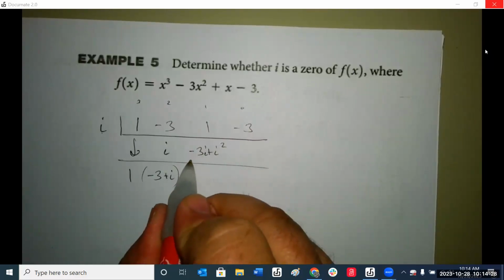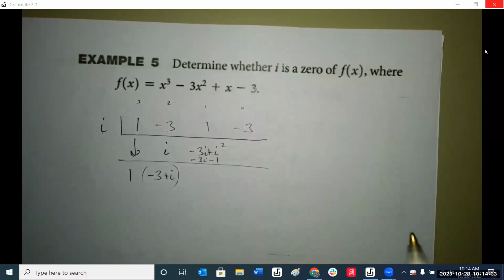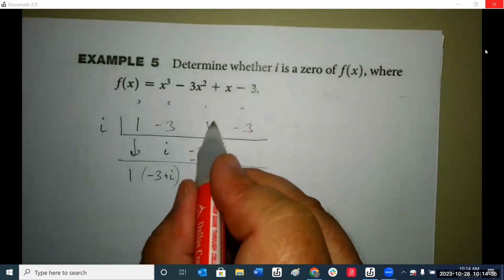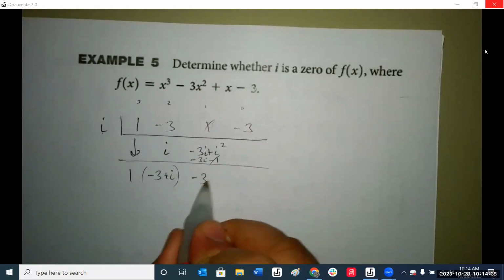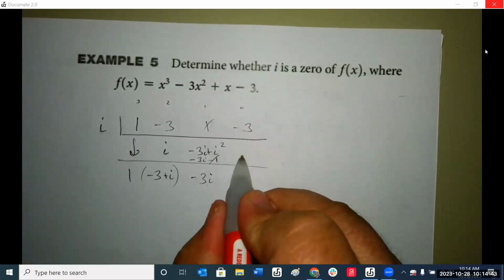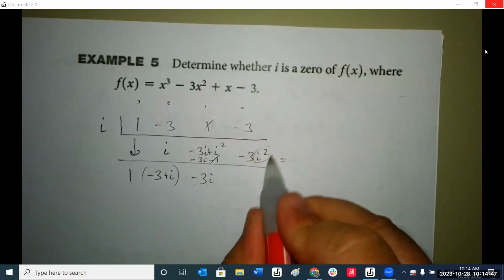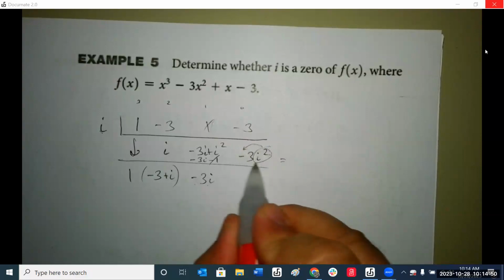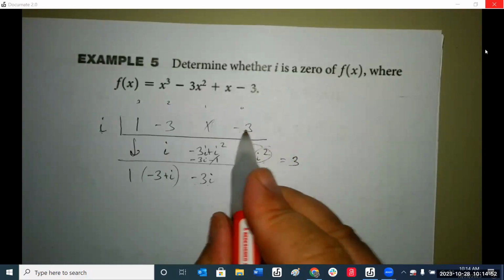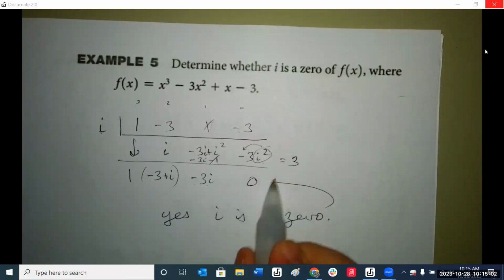That becomes -3i minus 1. Add those together, the ones cancel, so we have -3i. i times -3i is -3i squared. This becomes a negative, it changes that sign, so it's 3. -3 plus 3 is 0. Yes, i is a zero because the remainder is 0.